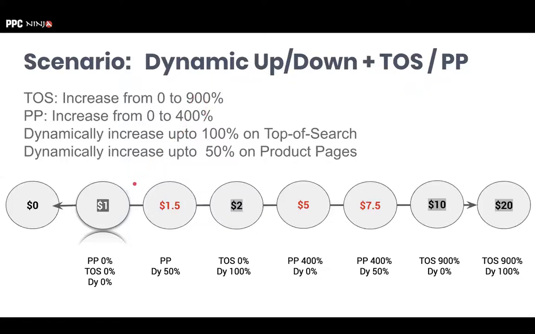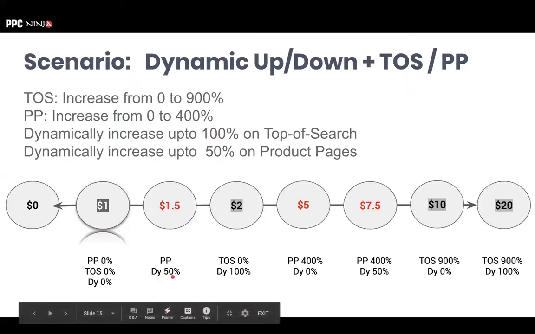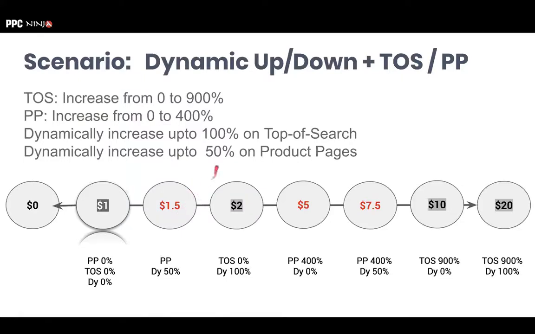So let's just look at what happens to a $1 bid. Of course, the down case is clear. In the up case, I'm going to go over the product pages scenario first, the ones that are in red. So a $1 bid on a dynamic 50%, in this case, with absolutely no change made to the placement option, with the 0 option, your bid will change to 1.5 because you're only applying the dynamic 50% increase.